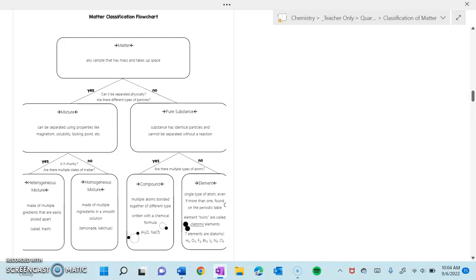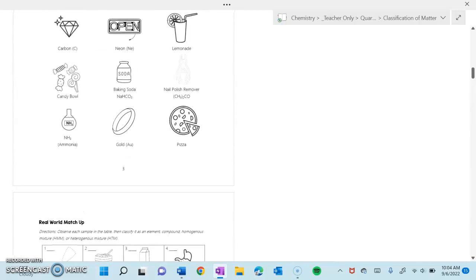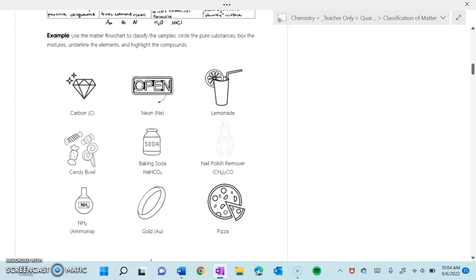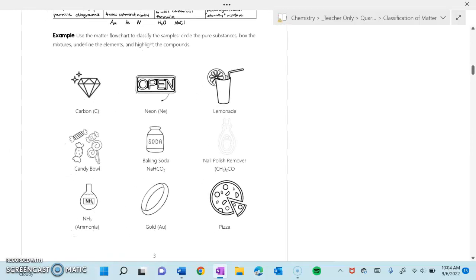Those 7. Eventually, you will need to have those memorized, but I'll give you some mnemonics and things like that to help us remember them. As for now, just get familiar with them. Okay, so let's go here, back to our example, and identify what was asked. So it says, classify the samples, circle pure substances, box mixtures, underline elements, and highlight compounds.